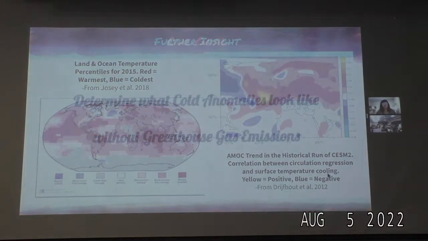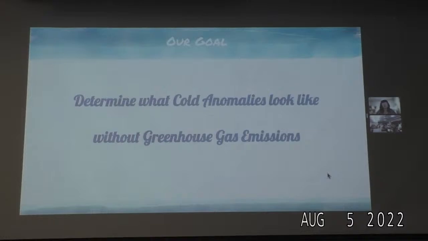So our goal for this project was to determine what cold anomalies look like without greenhouse gas emissions. In a lot of other papers, it can be seen that cold anomalies in the past have been due to atmospheric forcings, and projected cold anomalies of the future are mostly due to the slowing of AMOC from greenhouse gases. So we really just wanted to take a look at the pre-industrial data and see what these cold anomalies look like without any rising greenhouse gases.